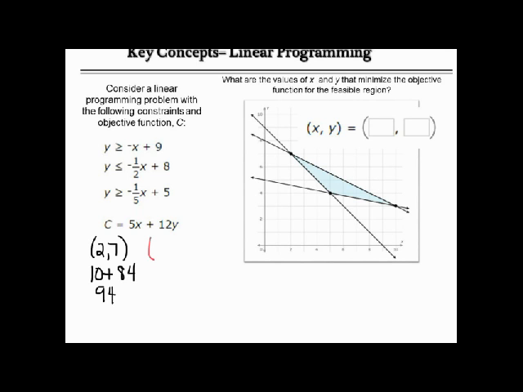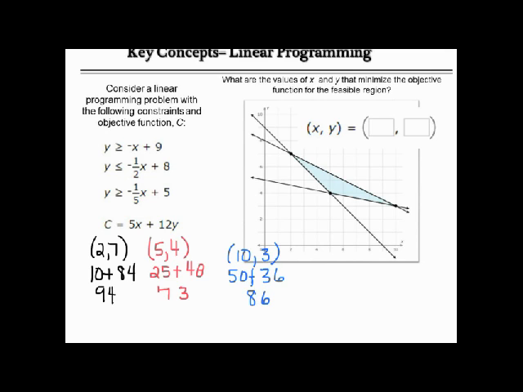My next point is 5, 4. 5 times 5 is 25. 12 times 4 is 48. I get 73. And my last point is at 10, 3. Ten times 5 is 50, plus 3 times 12 is 36, and that's 86.